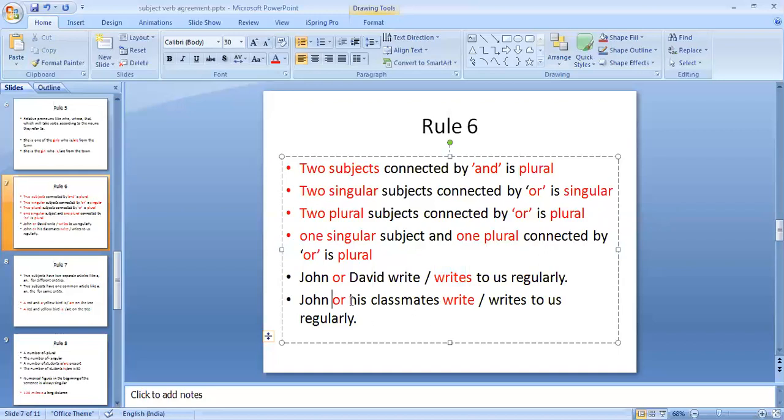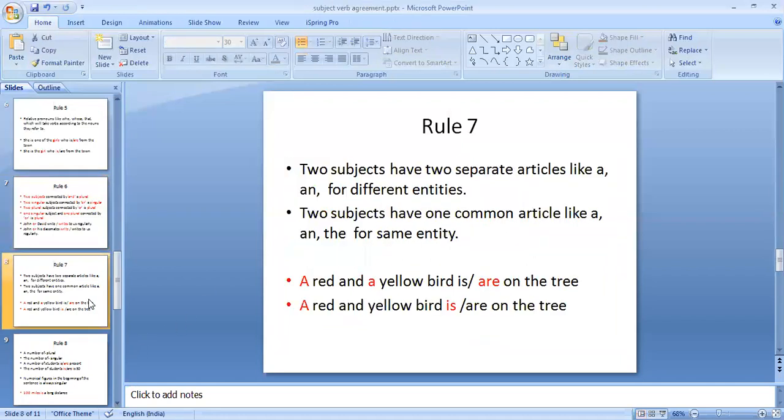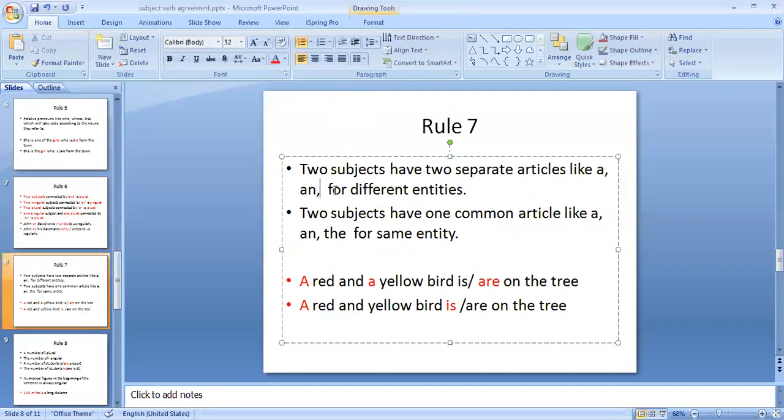John or his classmates. So John is singular here and his classmates plural here. So one singular subject, one plural subject connected by or. That is the question now. That is the third rule. One singular subject and one plural connected by or is always plural. So John or his classmates, give importance to classmates and put write. The verb writes is used for singular, write is used for plural. So this is rule number 6. Rule number 7. Two subjects have two separate articles like a and the.